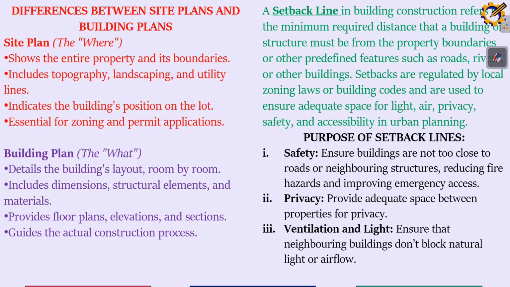Also, to provide adequate space between properties for privacy. For ventilation and light, ensure that neighboring buildings don't block natural light or airflow. That's also one of the advantages of a setback line. Then aesthetics: it promotes a uniform, visually appealing neighborhood.